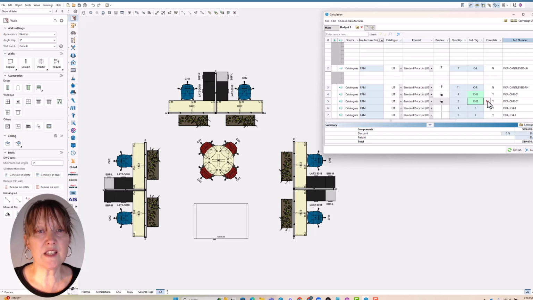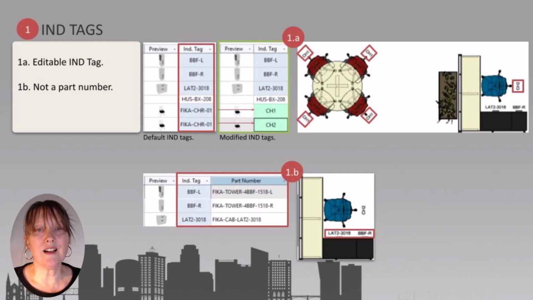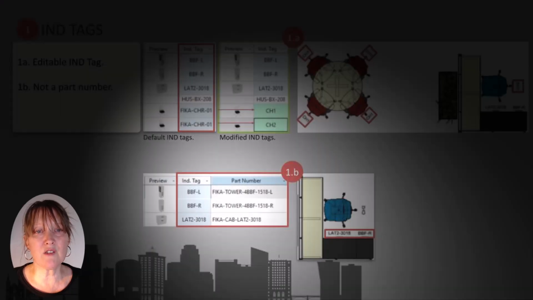The second consideration is for the IND tag not to be a part number. A part number really doesn't mean anything to a designer, and it's very hard for them to reference when they're trying to scan a floor plan. The example I'm sharing here is from the FICA catalog. The FICA part number would be too long of a string of text for an IND tag. Imagine other part numbers that are a series of numbers. Again, not useful for the purpose of an IND tag.